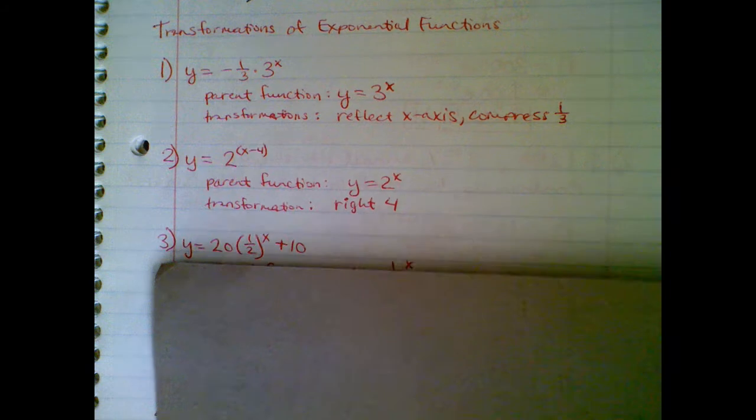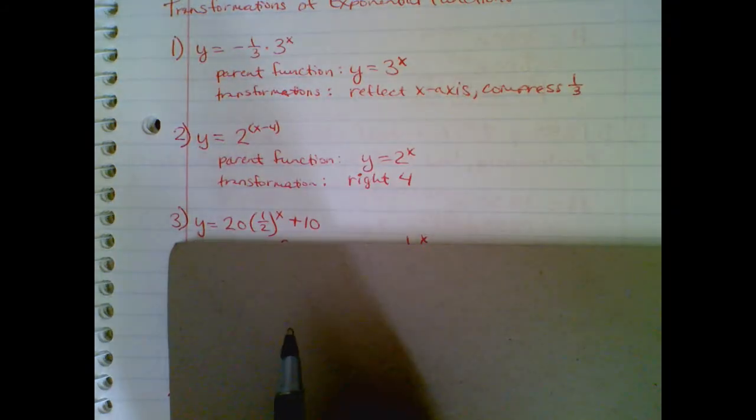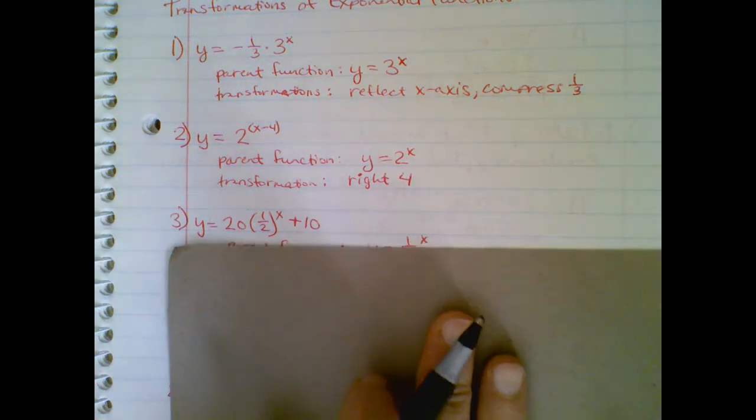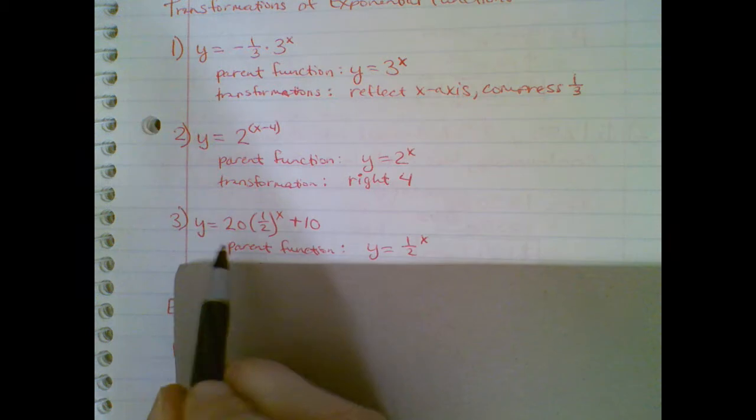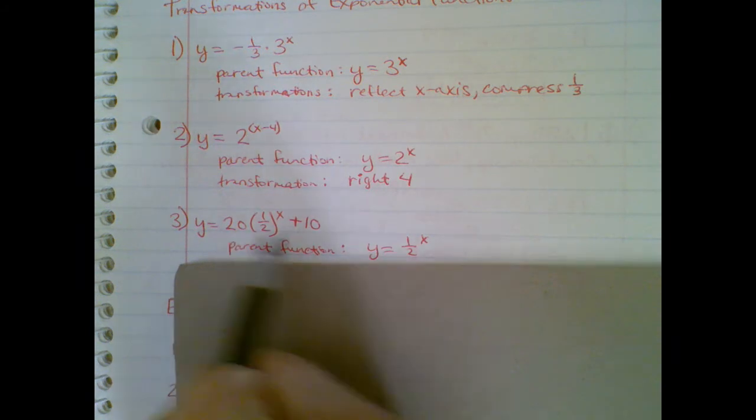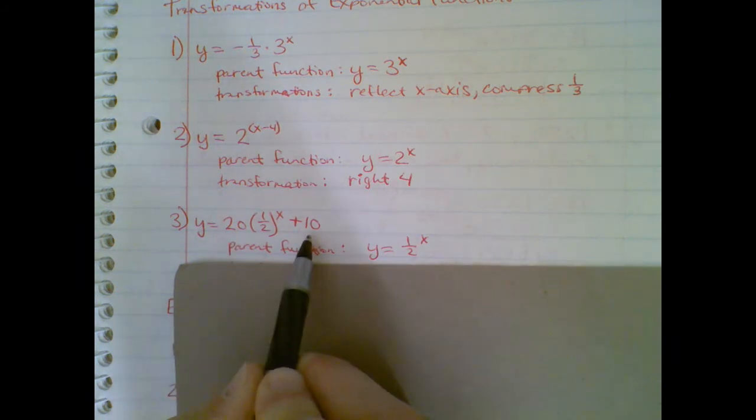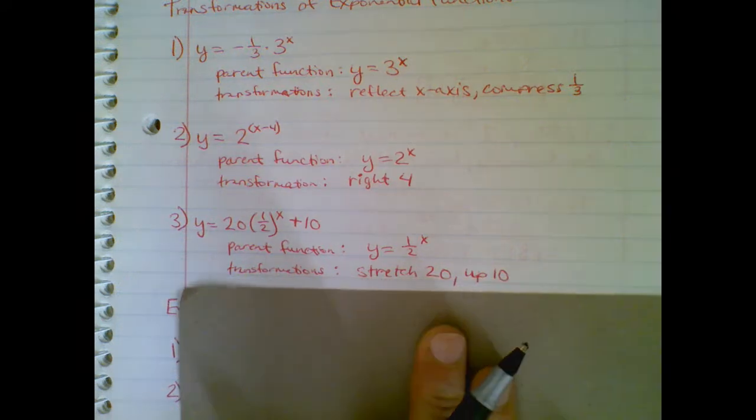This next one, we have y equals 20 times a half to the x power plus 10. Our parent function would be y equals a half to the x power. It's going to be stretched by a factor of 20 because that is in our a slot. And then it's moving it up 10 units because that is in the k slot.